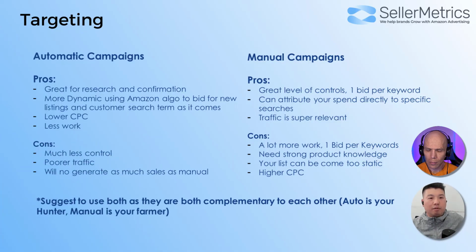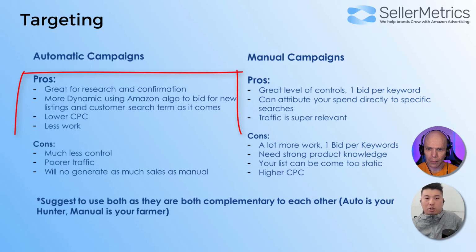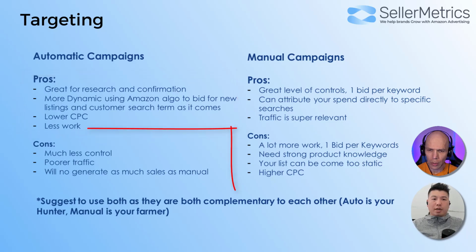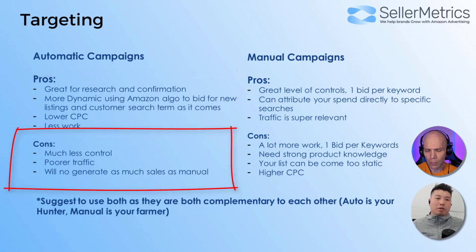And in terms of the pros and cons between automatic and manual campaigns, here are some of them. Automatic campaigns are great if you want to do research, as I mentioned. If you don't know what your particular keyword and competition is, it's a great way to research that. A lot of times it's lower cost per click and less work because you're letting the Amazon algorithm take over. And cons, the traffic might be poor. It might not generate as much sales as manual campaigns as well.